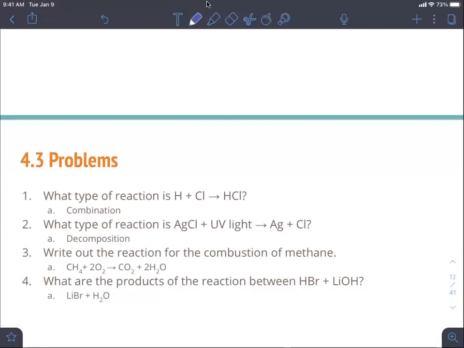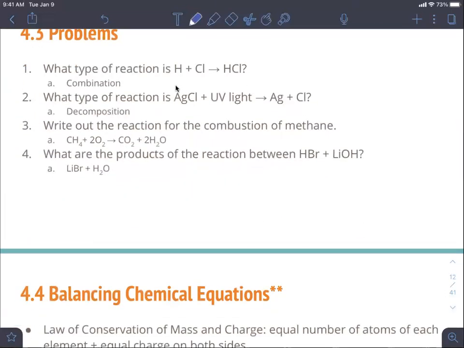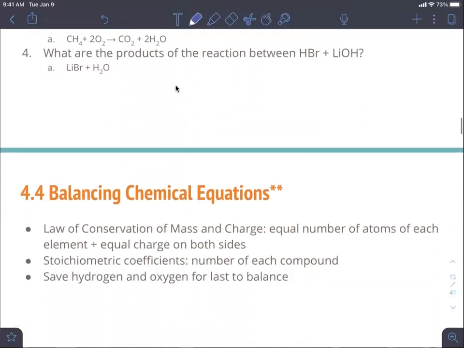So what are the products of the reaction between hydrobromic acid and lithium hydroxide? So this is just lithium bromide salt plus water. And this was a neutralization reaction. So you just neutralized hydrobromic acid.